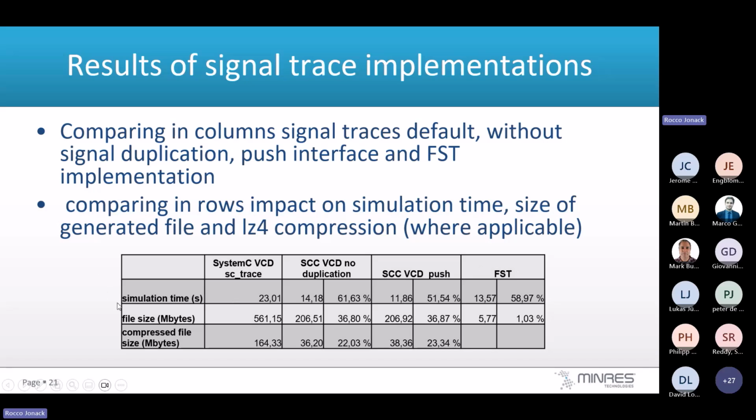Here we compare their impact on the simulation time, so how much overhead you get during the simulation when enabling these different methods, and the file size. Also here, with VCD you can of course always do simple LZ4 compression. But we found that the best results come from going directly to an FST-based file, which is by default a compressed format.